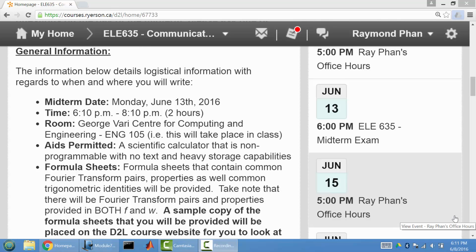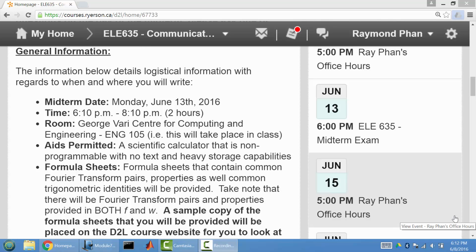You're allowed, obviously, a scientific calculator. It can't be a graphing calculator, like a TI-83, or something that has very large text-based capabilities. Just a standard scientific calculator, like a Casio or Sharp or something related to that, is perfectly fine. In terms of formulas, you don't have to memorize any formulas. Those formula sheets will be provided for you: common transform pairs, properties, trigonometric identities that you may want to use, and Euler's formula as well, will be on these formula sheets. Note that I'll be providing formula sheets in both F and omega. So whatever you're most comfortable with in answering, you can certainly go ahead and do that.